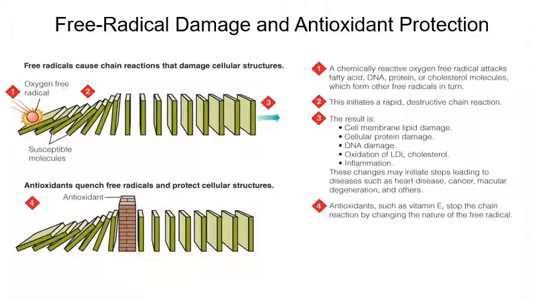So you're wondering about free radical damage and antioxidant protection? So let's look at this, the first one. Free radicals cause chain reactions that damage cellular structure. So number 1, here's the oxygen free radical. A chemically reactive oxygen free radical attacks the fatty acid, DNA, protein, or cholesterol molecules, which form other free radicals in turn.